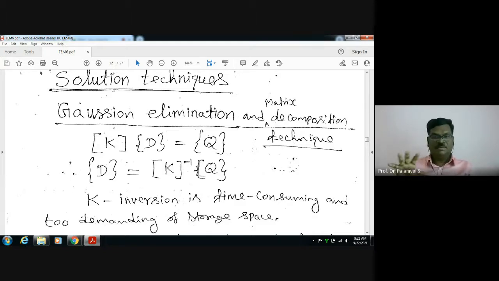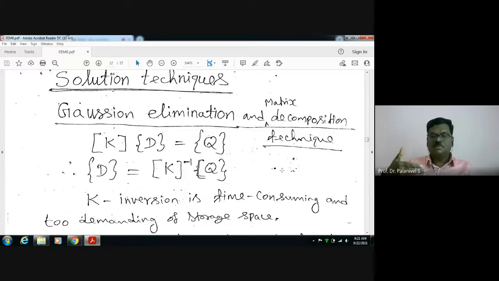My global stiffness matrix is there. I know the main property of it, which is sparse in nature, more than 95%. Even 99% of coefficients are zero. Only 1 or 2 percent of coefficients are non-zero. That is called a sparse matrix, the sparsity of the matrix. I'm going to alter its composition, that is decomposition, converting it into an upper triangular matrix. That technique is called matrix decomposition techniques.